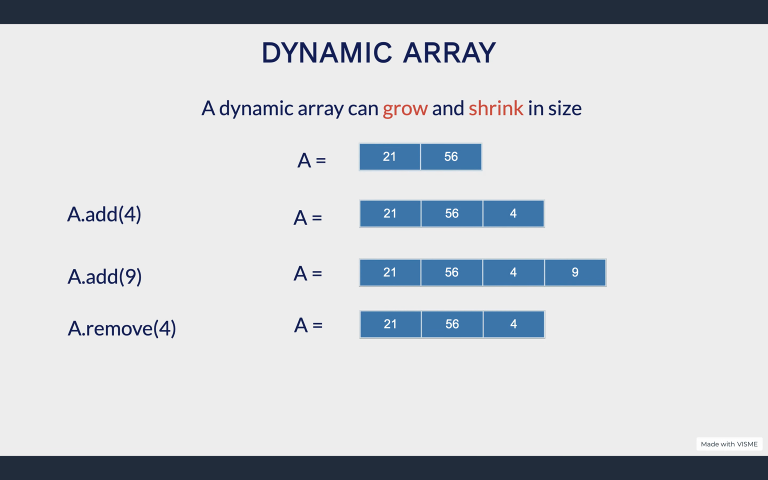Dynamic array implementation details. A dynamic array can grow and shrink in size, right? So for example, the initial size is 2 in this case. If you add 4, the size is going to change to 3, right? If you add 9, the array size is going to change to 4, and if you remove 4, the array size will change to 3, right? So the array size is not fixed since it's a dynamic array.